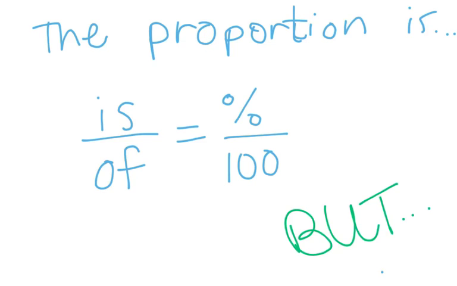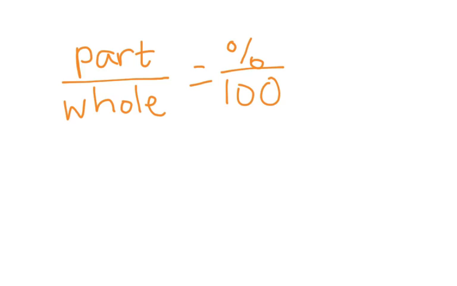Okay? You're going to want to write this down and commit this to memory. The proportion is right here. It's is over of on one side, and that's going to be equal to the percent over 100. So you will want to write that down. There's another one though. The other one is part over whole equals percent over 100. Notice that in both proportions, the percent always goes over 100.